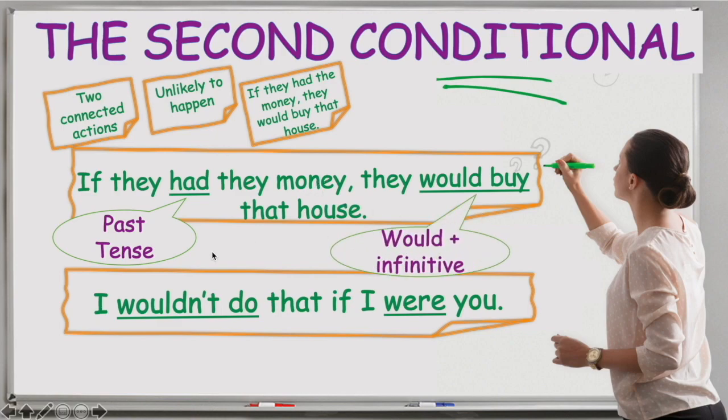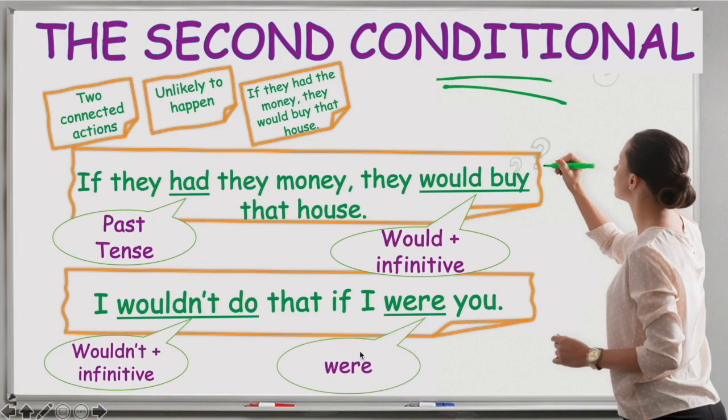Naturally, this would plus infinitive can be in the negative as well. I wouldn't do that if I were you. And I'd like to draw your attention to the fact that the verb to be should be in the form were after if in academic contexts. So pay attention to that.